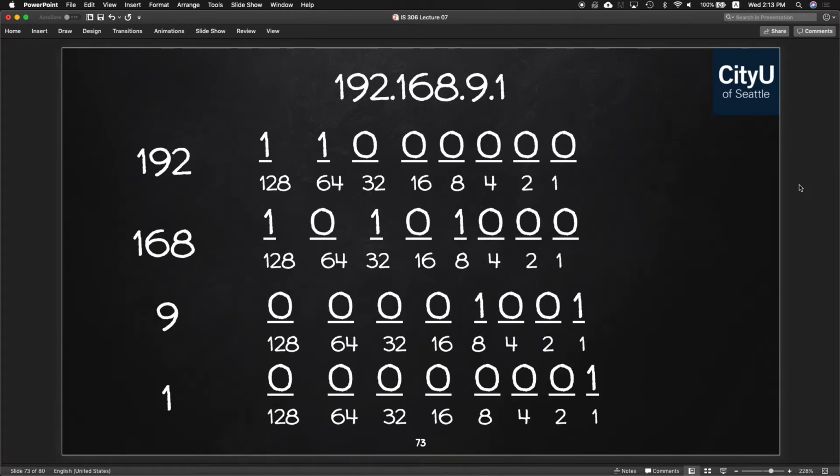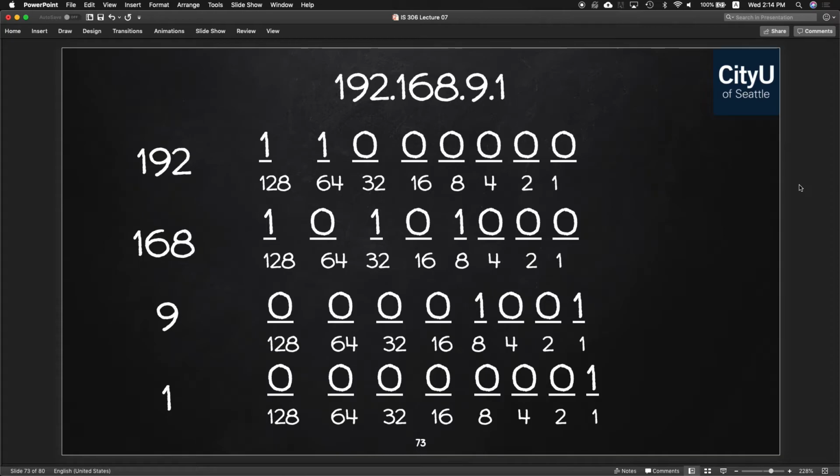So a recap again from last week. If you're given an IP address of 192.168.9.1, you would definitely see this again. For the first octet, we only need to use 128 and 64. That's why it's true and true, or 1 and 1, and the rest are zeros. And in this case, for the second octet, we only need to use 128.